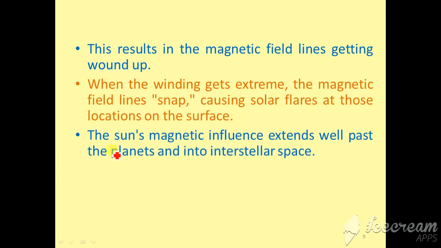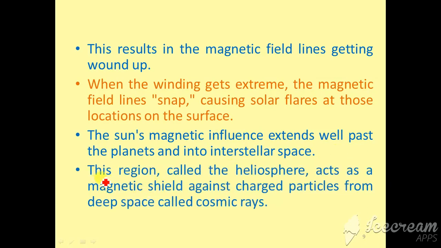The sun's magnetic influence extends well past the planets and into interstellar space. This region where the solar magnetic field extends is called the heliosphere, and it acts as a magnetic shield against charged particles from deep space called cosmic rays. So this heliosphere protects the celestial objects inside it from the bad effects of cosmic rays. Cosmic rays are highly energetic charged particles coming from other parts of space.